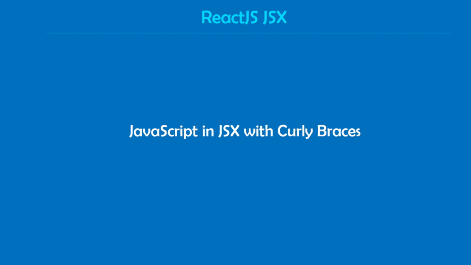JavaScript in JSX with curly braces. JSX lets you write HTML-like markup inside a JavaScript file, keeping rendering logic and content in the same place. Sometimes you will want to add a little JavaScript logic or reference a dynamic property inside the markup. In these kinds of scenarios, you can use curly braces in your JSX to open a window to JavaScript.